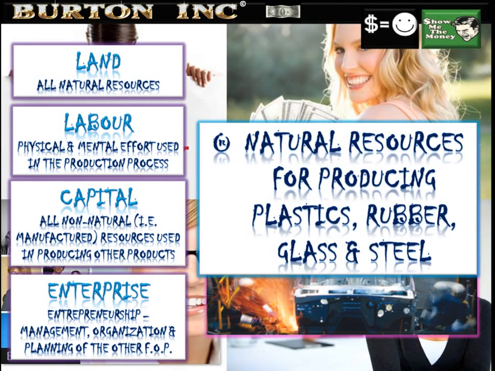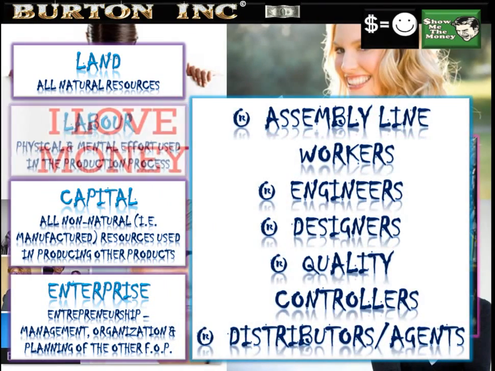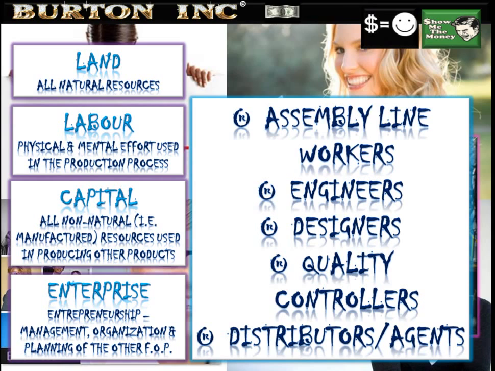In a more capital intensive industry, let's have a look at car manufacturing, running through our 4 factors of production again, identifying what sort of resources are being used. With land, remember land is natural resources, so plastics, rubber, glass and steel would all be natural resources used in the production of automobiles. Labour would have assembly line workers, engineers, designers, quality controllers. Out there we'd also have distributors and agents selling our product for us.